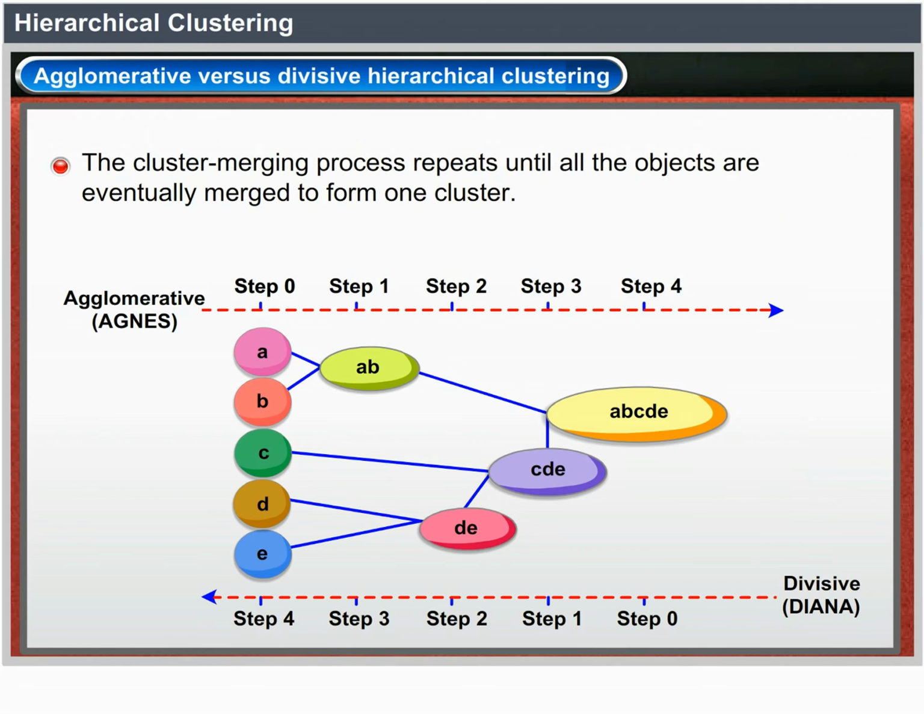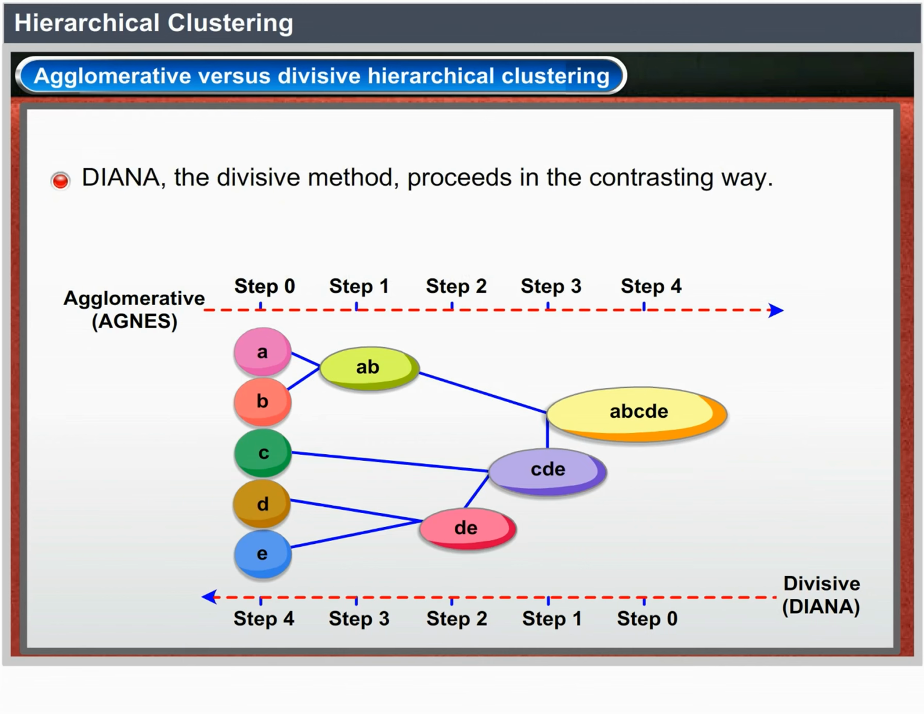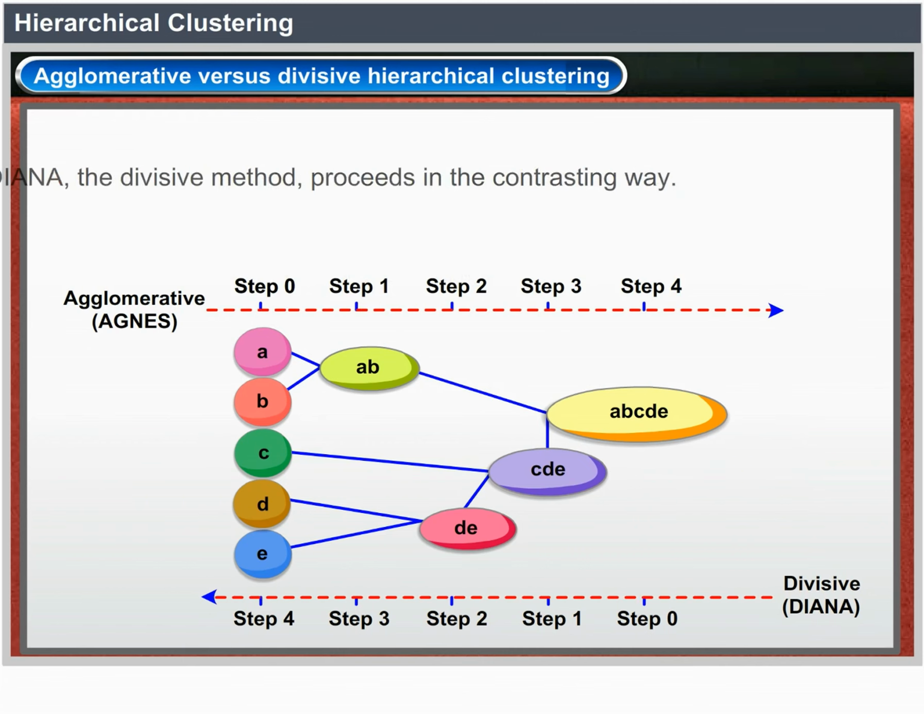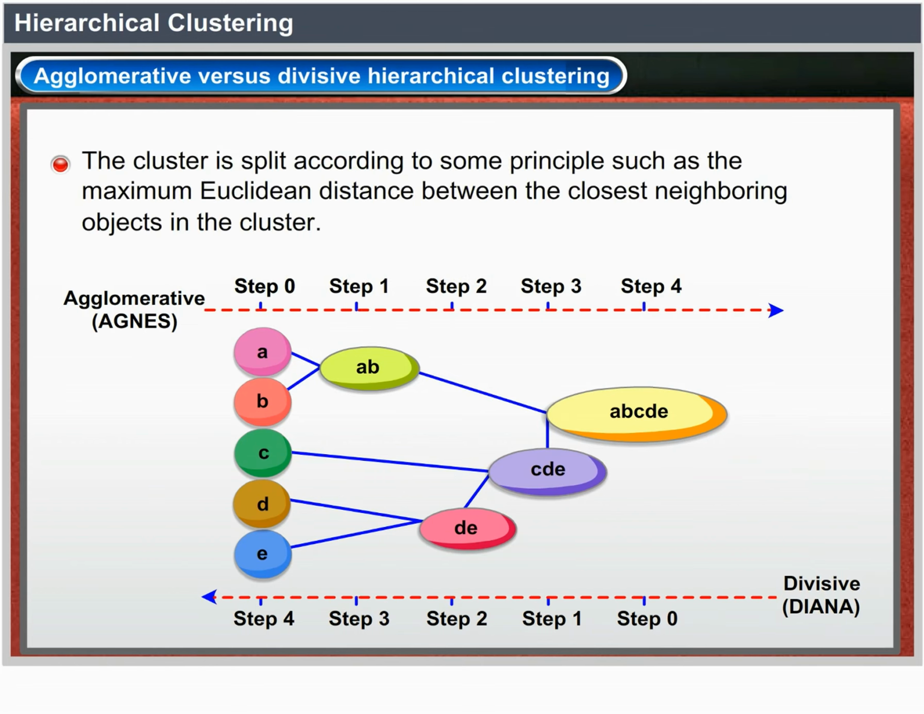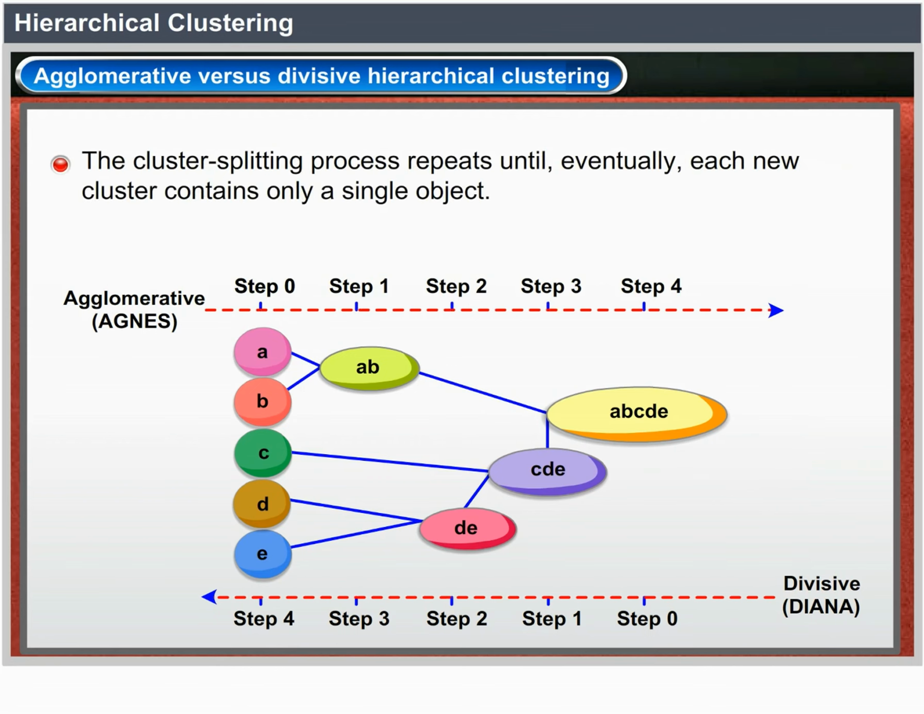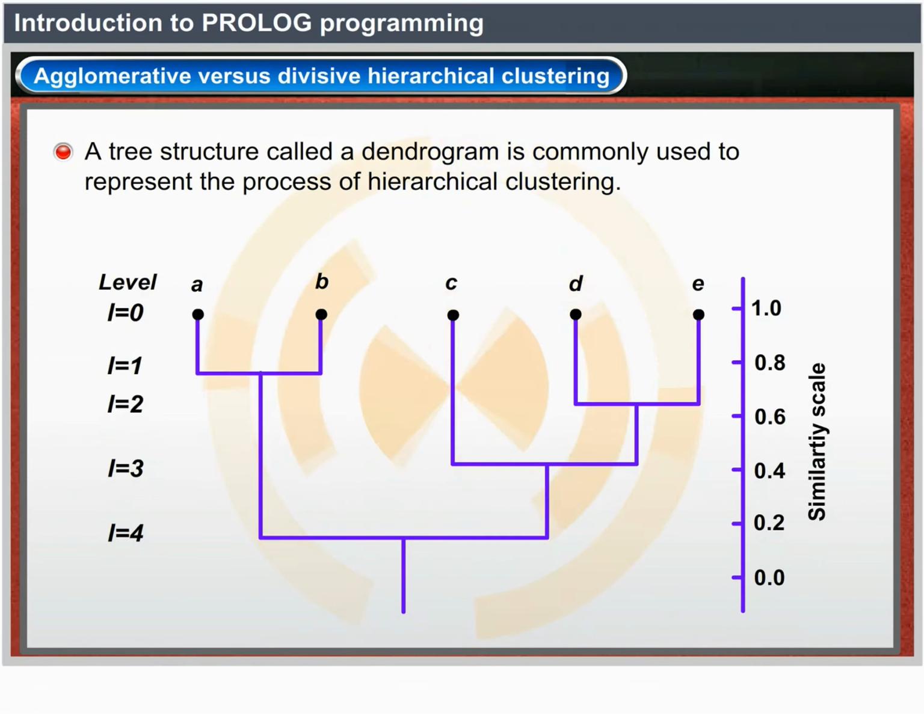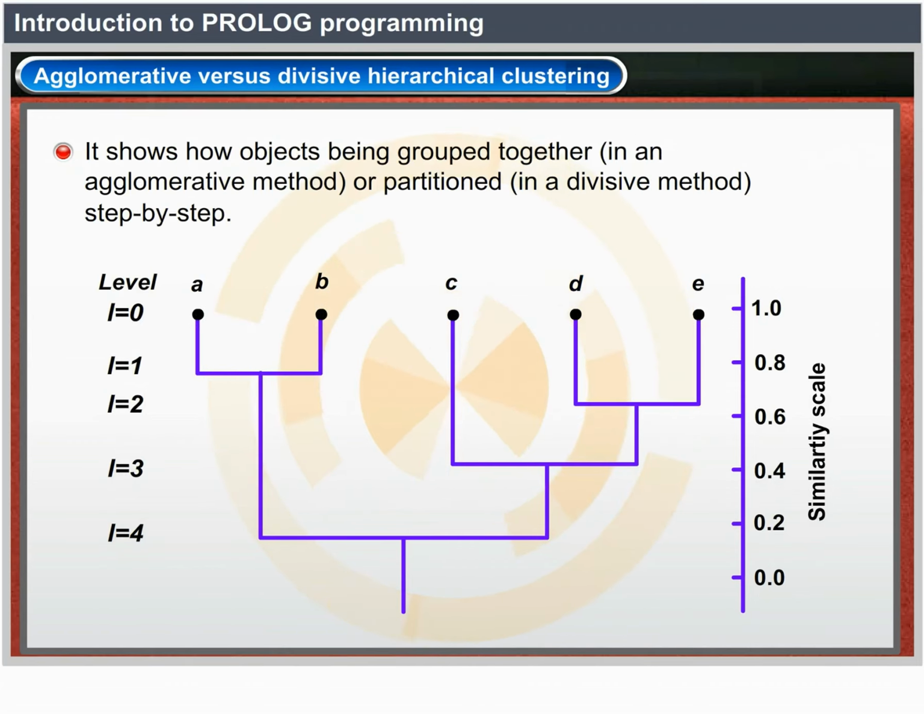Diana, the divisive method, proceeds in the contrasting way. All the objects are used to form one initial cluster. The cluster is split according to some principle, such as the maximum Euclidean distance between the closest neighboring objects in the cluster. The cluster splitting process repeats until eventually each new cluster contains only a single object. A tree structure called a dendrogram is commonly used to represent the process of hierarchical clustering. It shows how objects are grouped together in an agglomerative method or partitioned in a divisive method step by step.